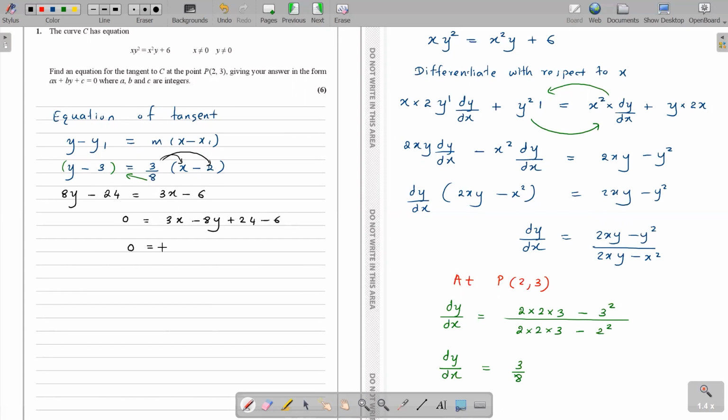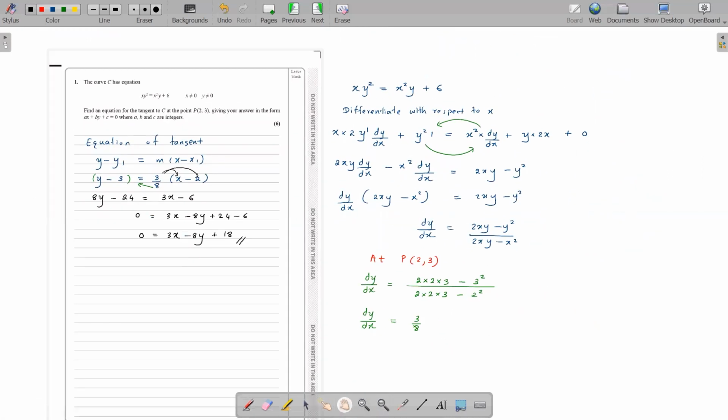You could of course reduce your number of steps by doing this in one go. 24 minus 6 gives me plus 18. So this is the equation of my tangent. Okay.